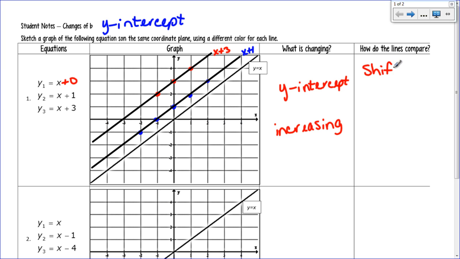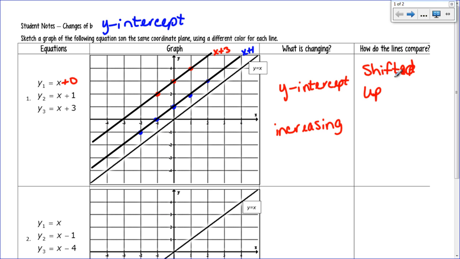They are shifted up. And they're shifted up the number of units that I am adding. That should be a D. Shifted up the number of units I'm adding to my equation. And so the first one was shifted up 1 unit. This one with the red is shifted up 3 units from the parent function because I did plus 3.